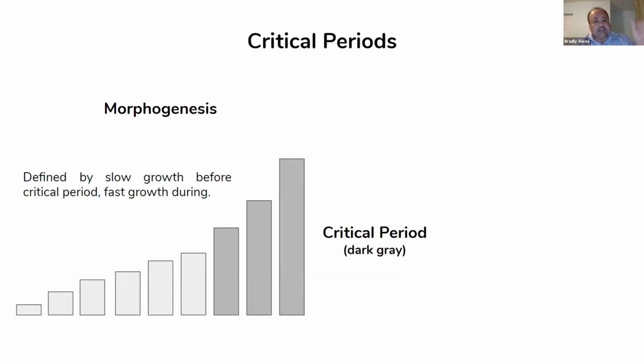You have morphogenesis, which is defined by slow growth in this network. So you add nodes and you add connections, but it's relatively slow. Then later on, you get this critical period, which is in the dark gray. And you can see the difference between this morphogenesis and the critical period, which is technically part of the morphogenesis, where the number of nodes will grow at a higher rate, and you'll get a lot of reorganization amongst the connections between them.